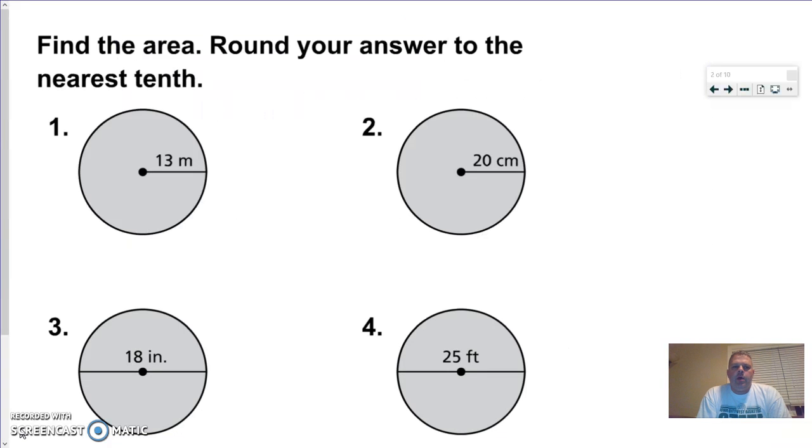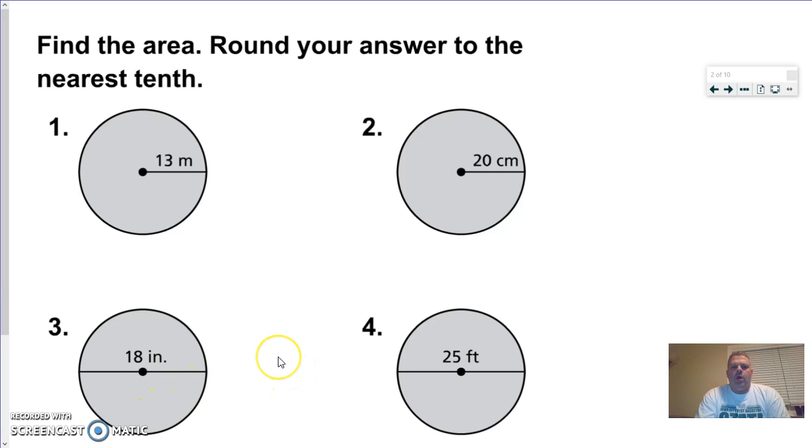To begin the day, I would like for you to find the area of each of the circles. You should have remembered that the area of a circle is pi r squared, r being the radius. Reminder, in the first two, we already have the radius. In the second two, we have the diameter. So we know that the radius is half of that diameter.